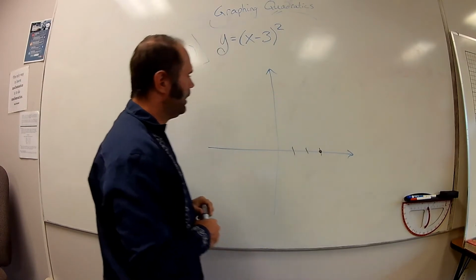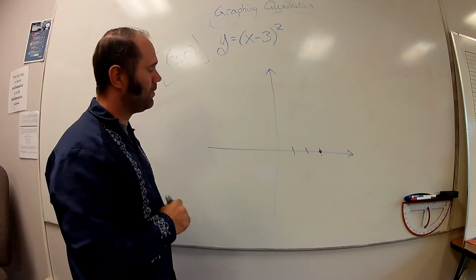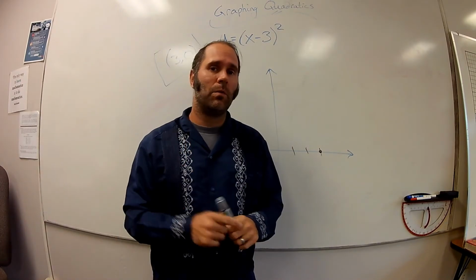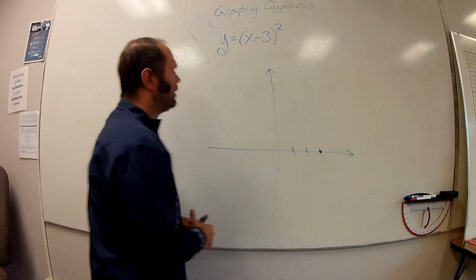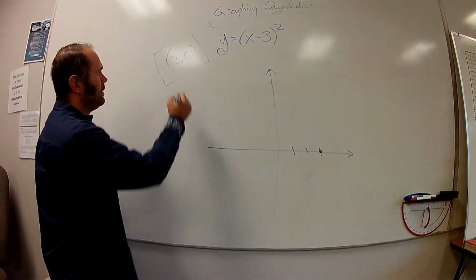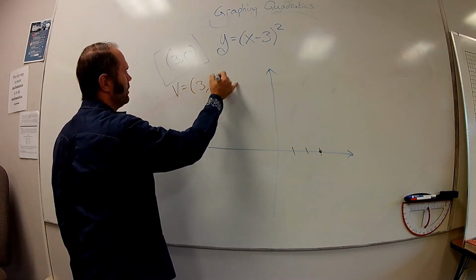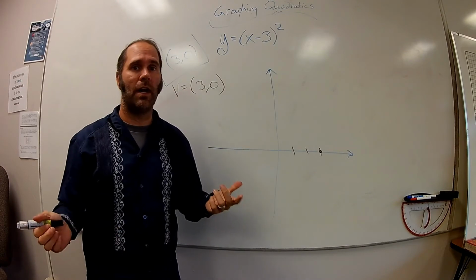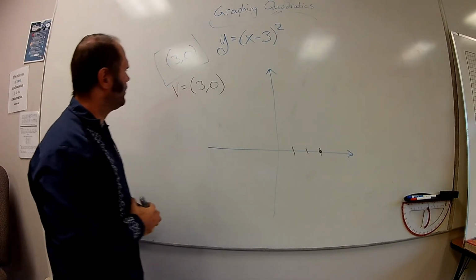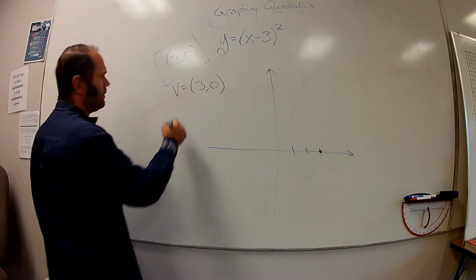So the next point that I would say we want to find would be the vertex, but we know the vertex. This is the vertex. If you only get one solution, then the vertex is 3 comma 0. This is our vertex. So we've already gotten our vertex. So the next thing we want to find is the y-intercept.